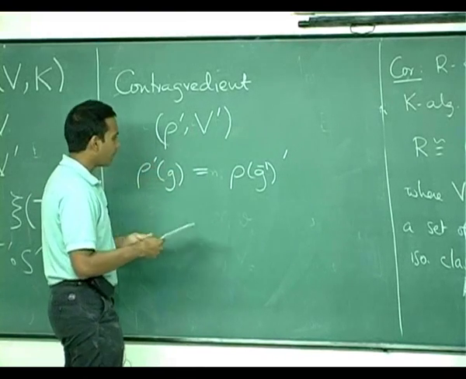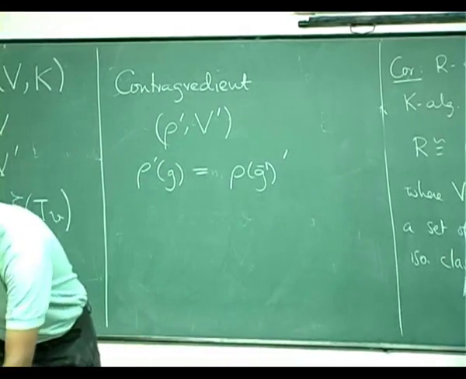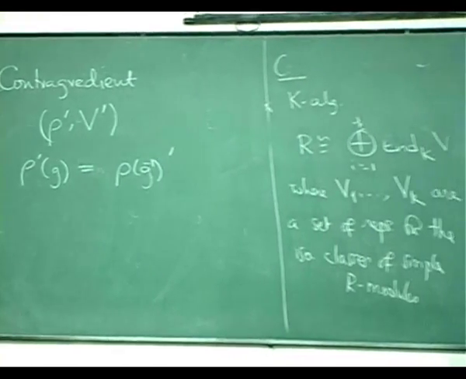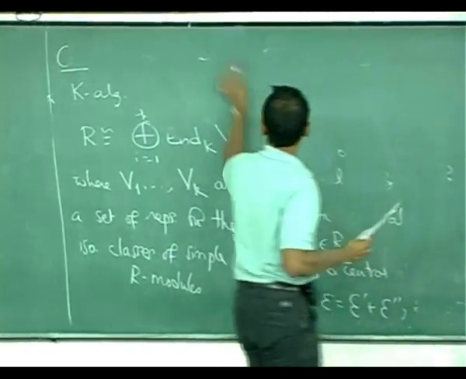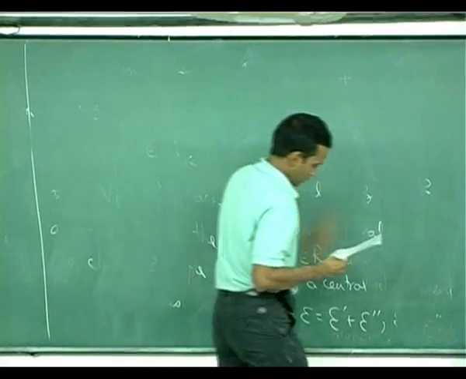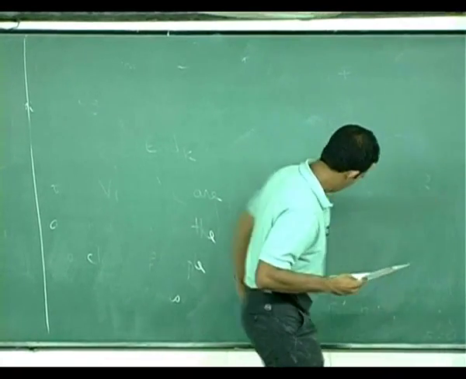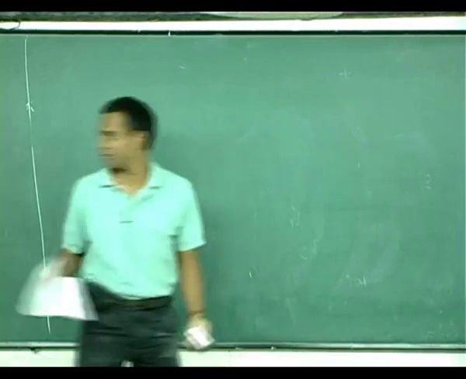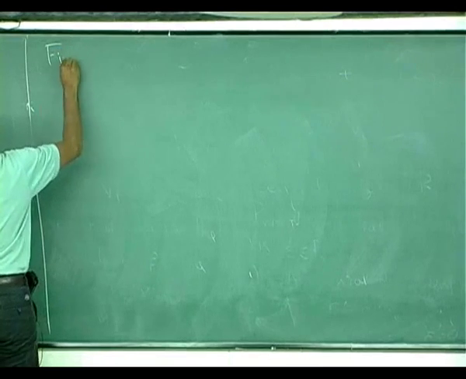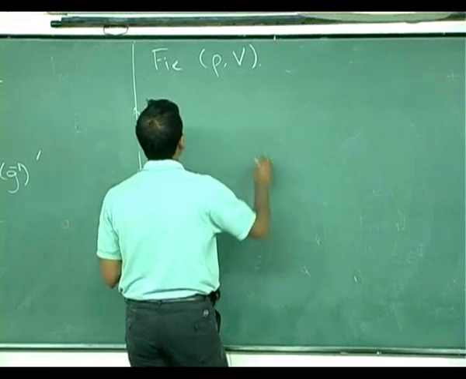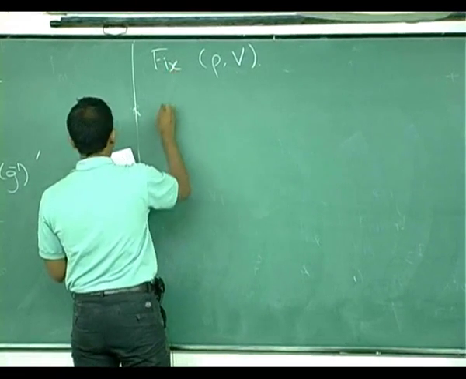Okay. Now those are the pieces we need. Now let's play the game. So I'm going to consider three representations of G cross G. So let's fix firstly rho, V, some representation of G, and consider the following three representations.